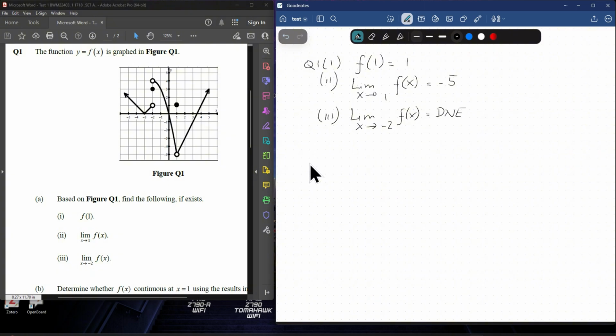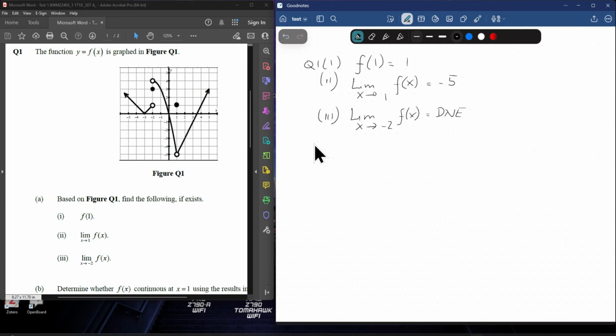So, for the next part, determine whether f of x is continuous or not at x equals 1. As you can see here, when x equals 1, the value of the function equals positive 1, whereas the limit from both left and right, as you can see here, is negative 5. So, in this case, the function is discontinuous, or is having a discontinuity at x equals 1.